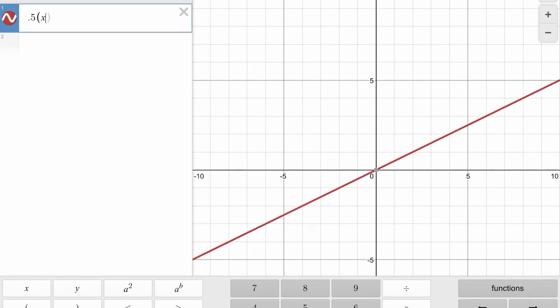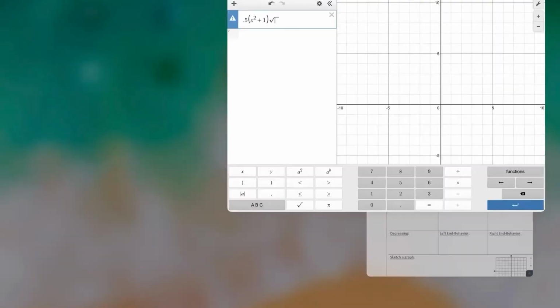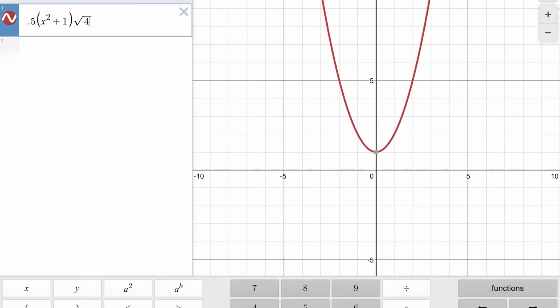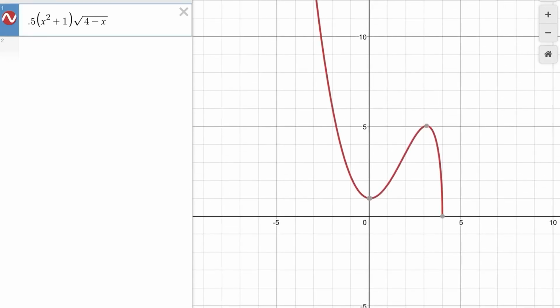0.5 times x squared plus 1 times the square root of 4 minus x. Okay, so there's that function there. On your graphing calculator, if you're not using Desmos, you might not see part of it that's going down to where 4 is, but that's just because of the pixels. Desmos shows you really the whole thing. So we can see we have from 4 and everything to the left of 4.